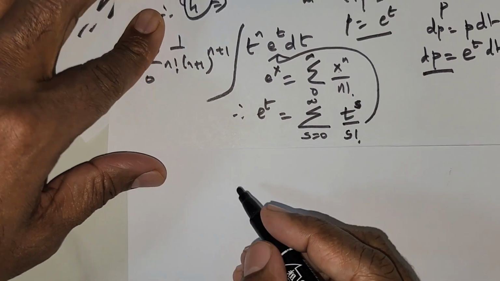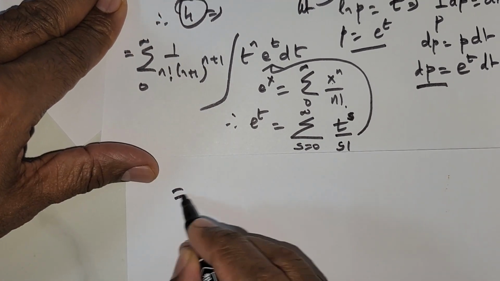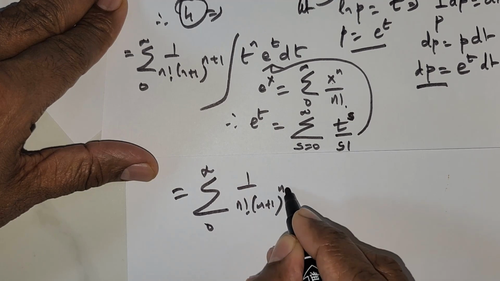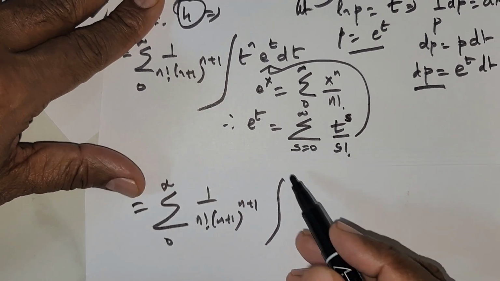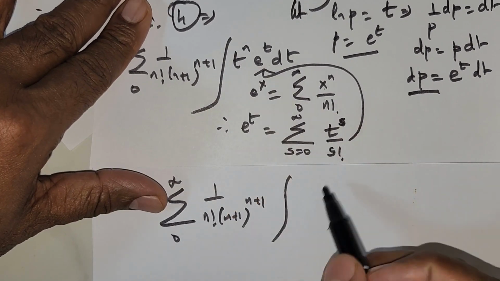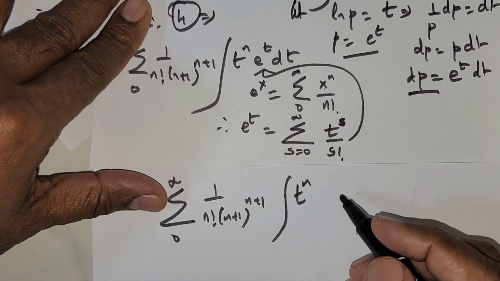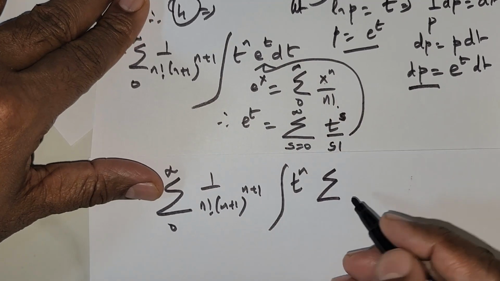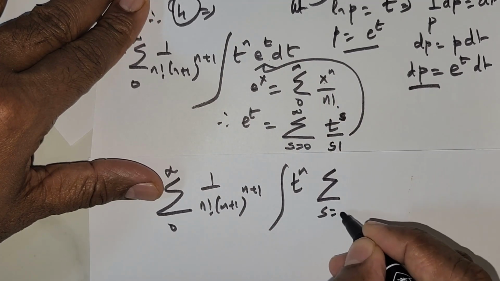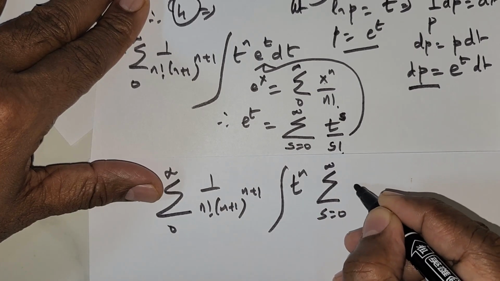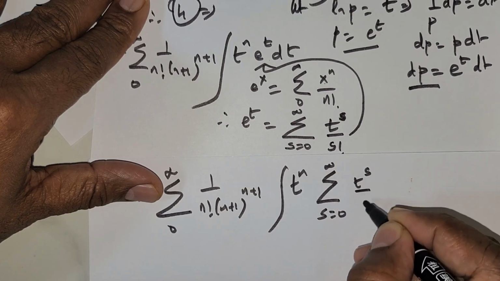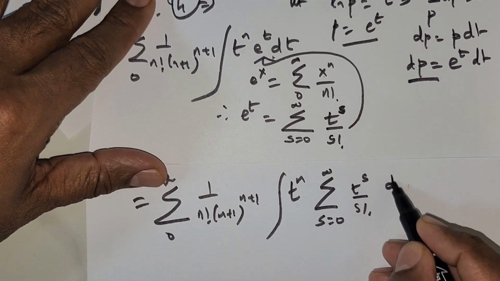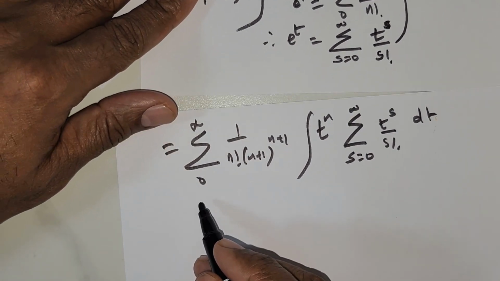So this is equal to, let me keep that in the frame, sigma 0 to infinity 1 over n factorial times (n+1) raised to the power of n+1 integral. Now t raised to the power of n, that is retained as it is, no harm done to that, and then e raised to the power of t, that is going to be sigma, as I told you, I've taken the index variable as s is equal to 0 to infinity and t raised to the power of s divided by s factorial, times dt. Okay, so now you can take that sigma out.